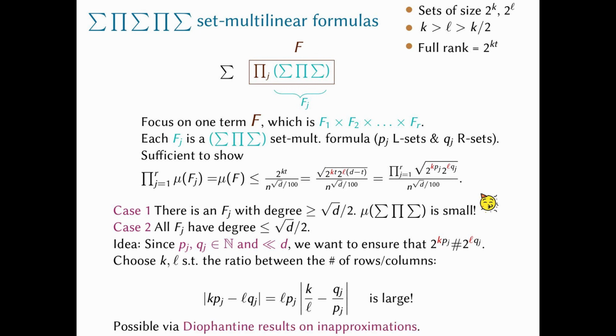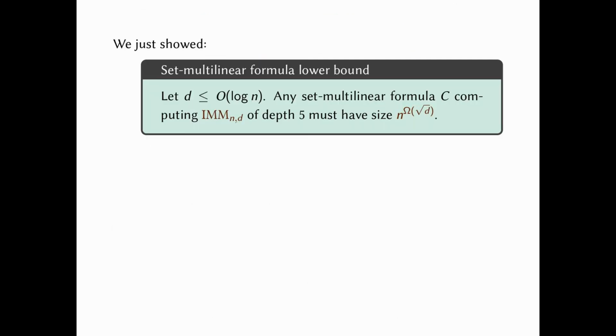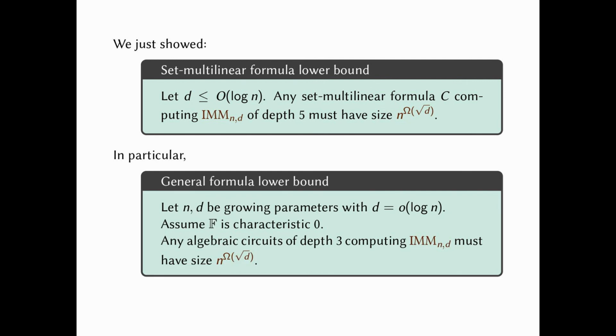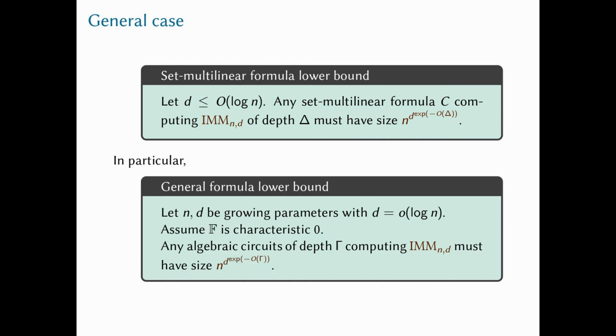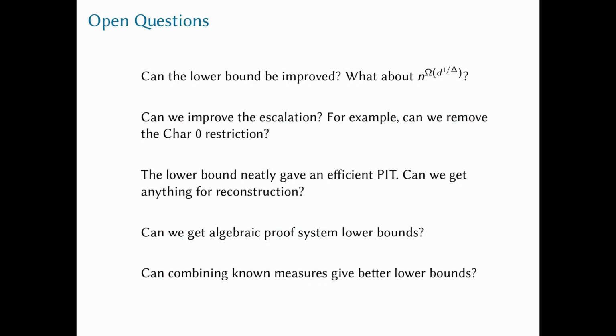And for that, we can use some results on Diophantine approximation. So with that, it directly implies that we cannot compute IMM in depth 5, or we need at least size n to the square root of d. And with the escalation, it implies that with general circuits, we also need n to the square root of d. In fact, with similar arguments and some induction, we can get the same thing for constant depth set-multilinear circuits, and so constant depth general circuits.